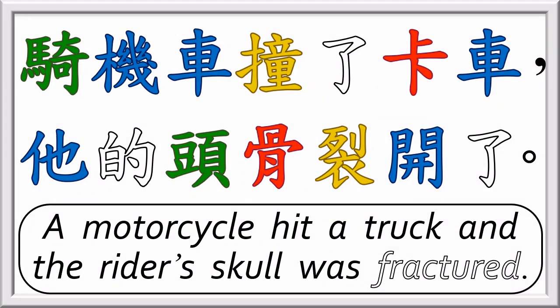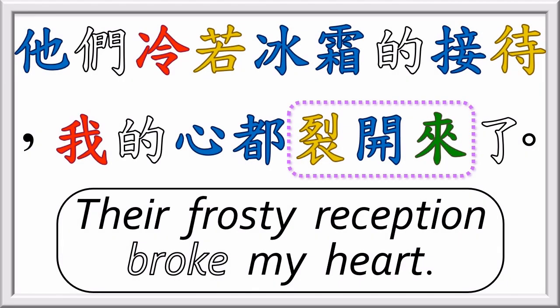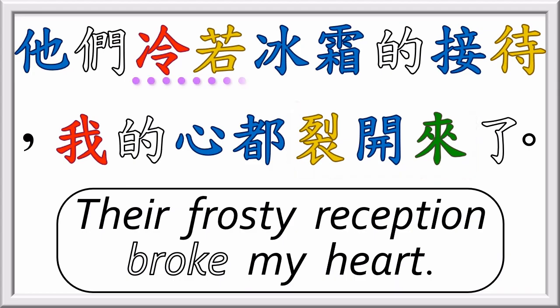One way to say split open or crack open is 裂开。骑机车撞了卡车，他的头骨裂开了。A motorcycle hit a truck, and the rider's skull was fractured. 他们冷若冰霜的借贷，我的心都裂开来了。Their frosty reception broke my heart. Remember the idiom from lesson 101, 冷若冰霜, meaning cold and aloof. To avoid ambiguity, 裂 is often found in combination with 分, meaning to separate.